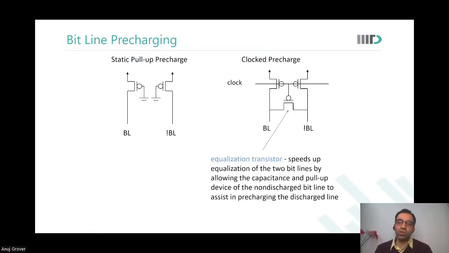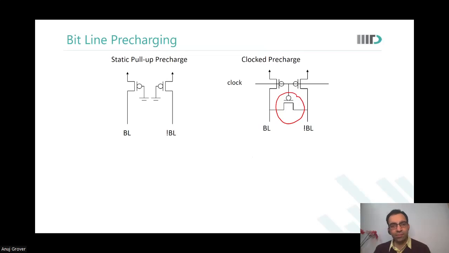So do you notice there is this extra transistor over here? What do you think is the role of this transistor? So can it be that it keeps both bitline and bitline bar at the same level? What do you mean by same level? It equalizes them. Yes, sir. Something like that.